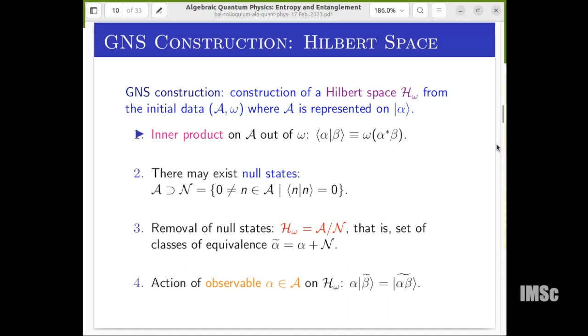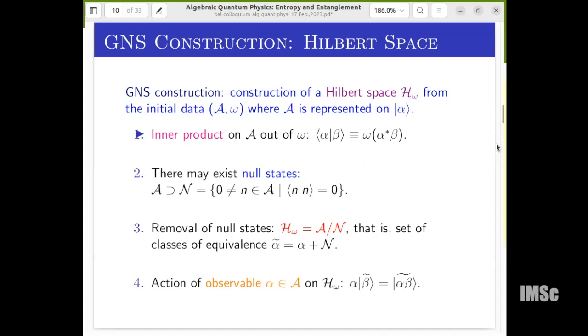And I have to tell you how these alpha act on these vectors. Well, that's very easy. You take alpha and multiply it on beta bar, the beta equivalence class. You multiply alpha beta and take the equivalence class, and one proves that it is well defined. That is, this equation makes sense: the alpha beta equivalence class is the alpha equivalence class times the beta equivalence class. You can easily prove it. So this is a consistent definition.